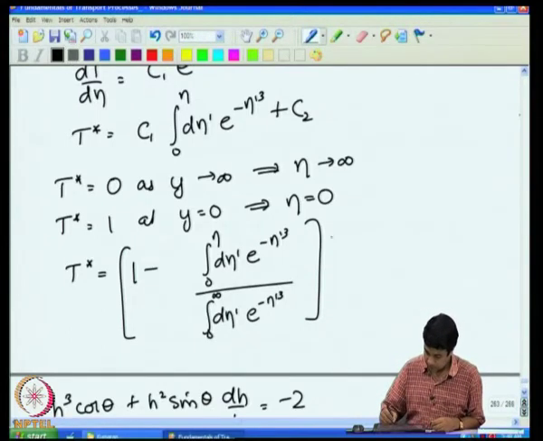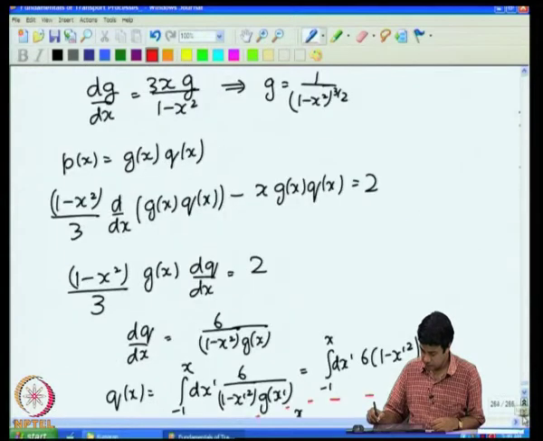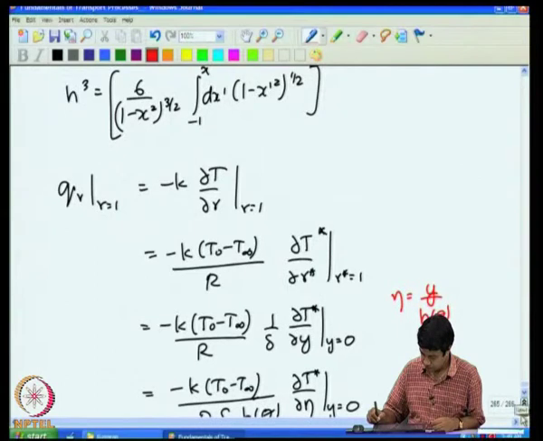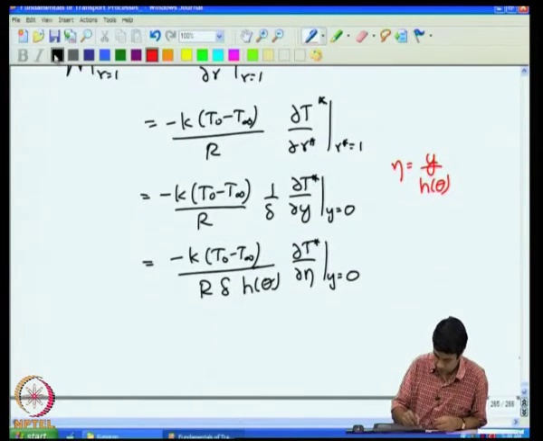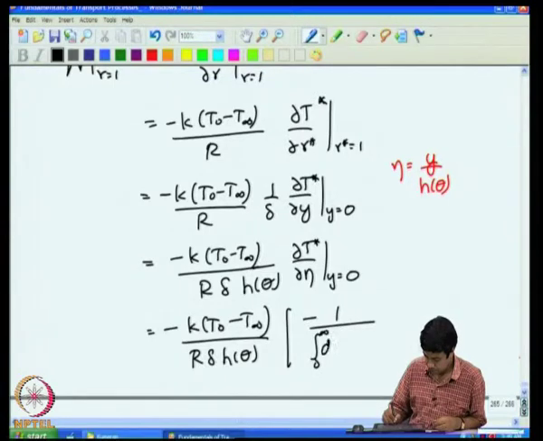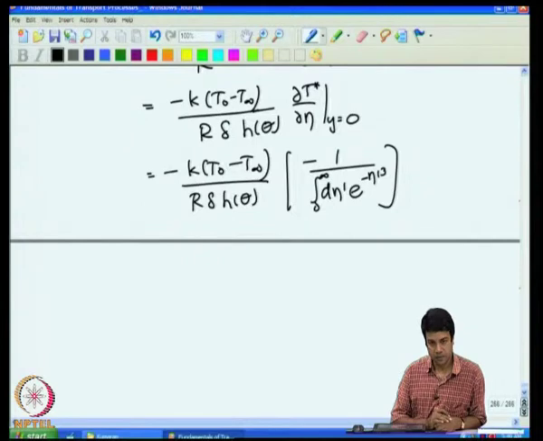Okay. And therefore, in this expression, if I take one derivative, dT by d eta is equal to minus 1 by integral 0 to infinity. Okay. And this can be substituted there. To minus 1 by... Okay. So, this is the final expression for the heat flux from the surface.